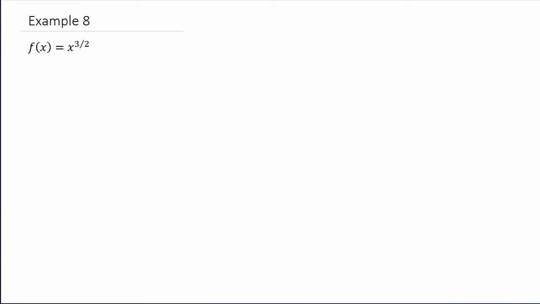Alright, so let's go ahead and write down the formula. So we've got f prime of x. I don't need to write f prime. Let's just write the limit as h goes to 0, f of x plus h minus f of x, all that over h. Alright, so this is what we have to calculate.